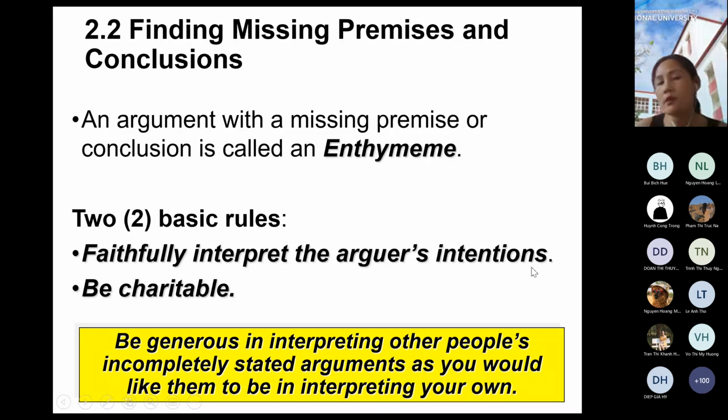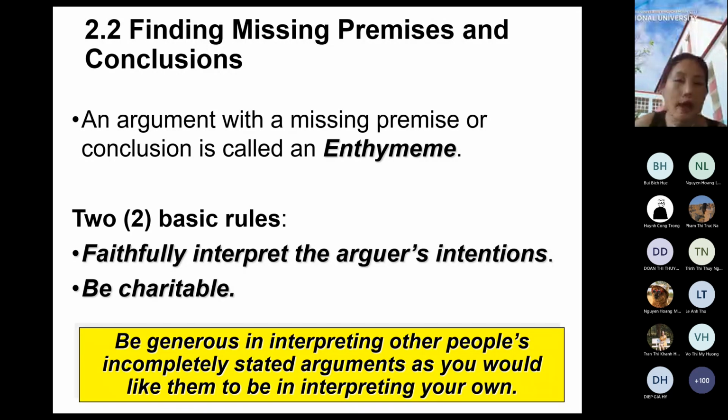Okay, you need to understand what the arguer is trying to say, what is there, or his or her intention. Okay, and again, be charitable. So again, the mistakes are there, and we are going to fix the mistakes. So we need to apply the principle of charity. Be generous in interpreting other people's intentions or incomplete statements by adding your own.